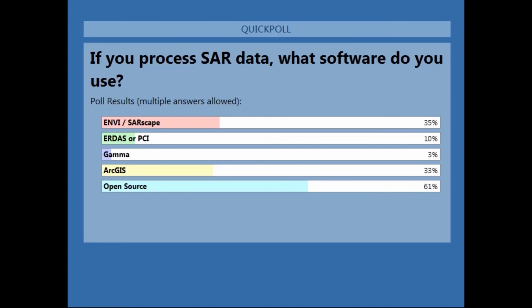Great. Okay, so we have 35% on the call already using ENVI and SARscape, just 10% using ERDAS or PCI, no Gamma users, a good 33% using ArcGIS, and 61% using open source. Obviously, this was a multiple choice option, so great to see the amount of open source use. For us, we're encouraged when we see people using the wide range of SAR open source tools. That just means that there's great interest in exposing and using the SAR data in those tools.